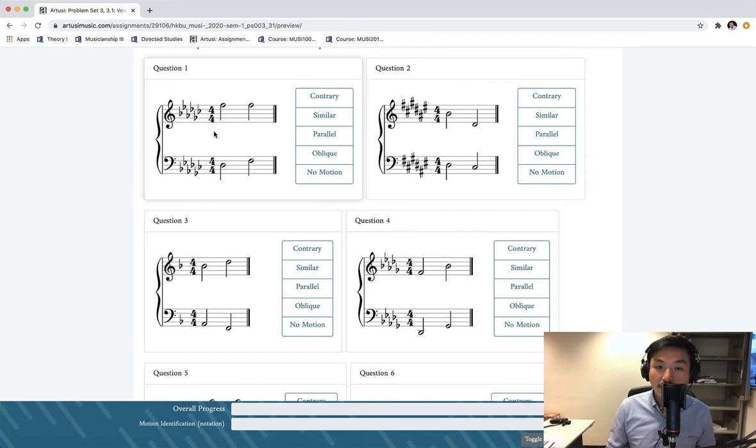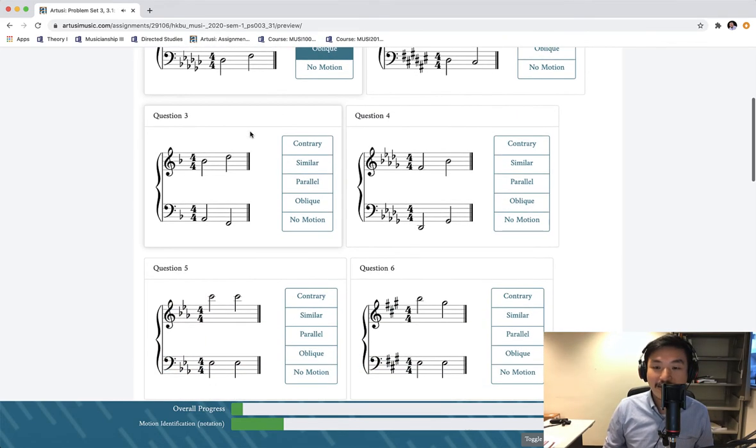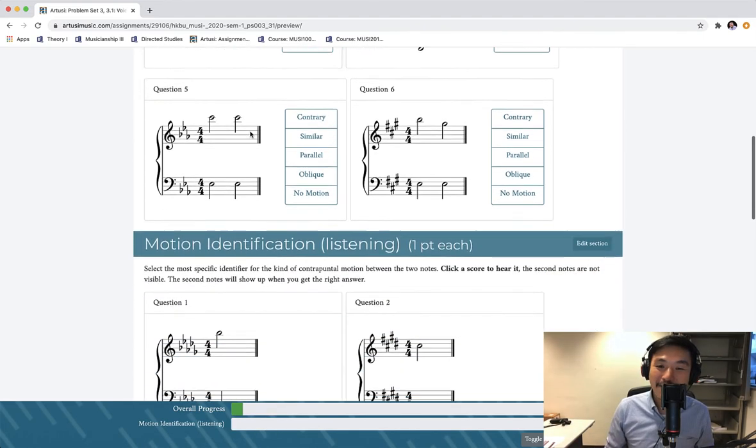For example, in this question 1, yours will probably be different than mine because it will be random. But this one, for example, the first 2 notes are staying the same. The other 2 notes are moving up. So this is, of course, a form of oblique motion. And the cool thing about Artusi is that you can click on it and also hear it. Please play the stuff, hear it. That's the whole point of music theory.